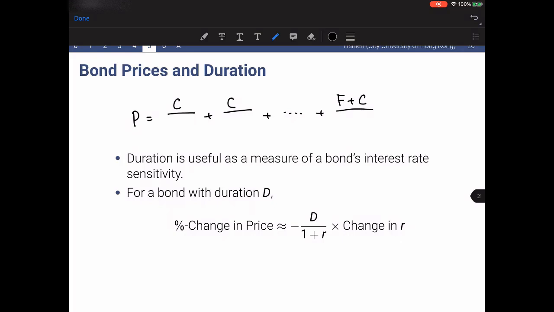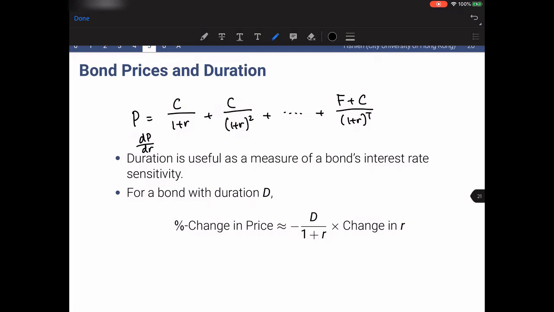So for the first year, we discount by 1 plus R. The second year, we discount by (1 plus R) squared. Third year, (1 plus R) cubed. And the final payment is discounted by (1 plus R) to the T power, right? Next, we're going to take the derivative of P with respect to R. In calculus, dP/dR just means that I'm going to change R by a very, very small, infinitesimally small amount, and see how P changes with respect to that infinitesimal change in interest rates.